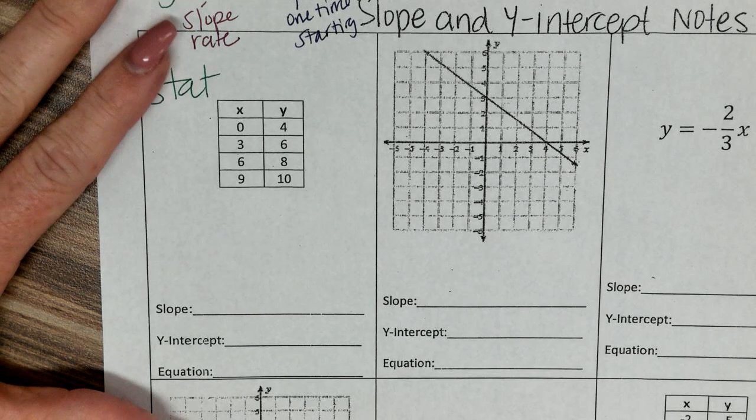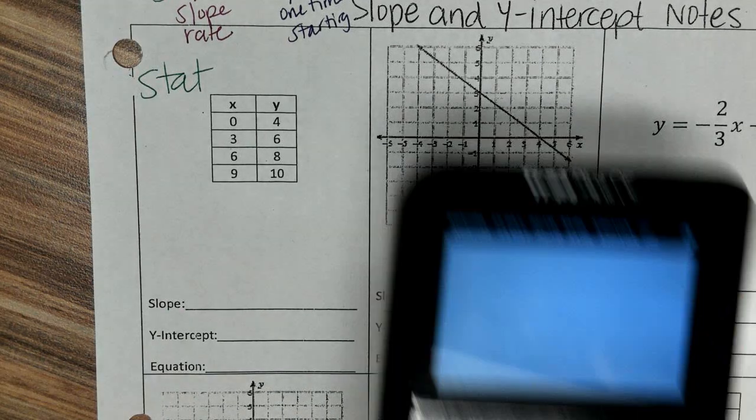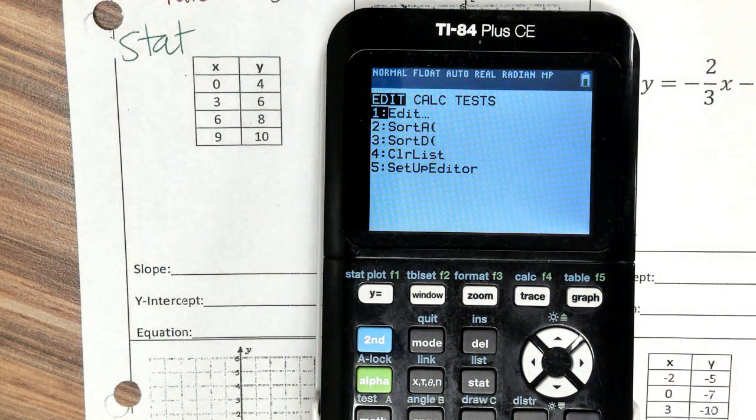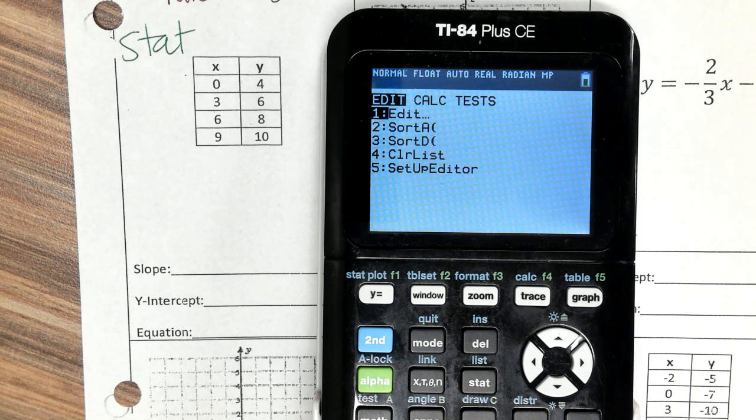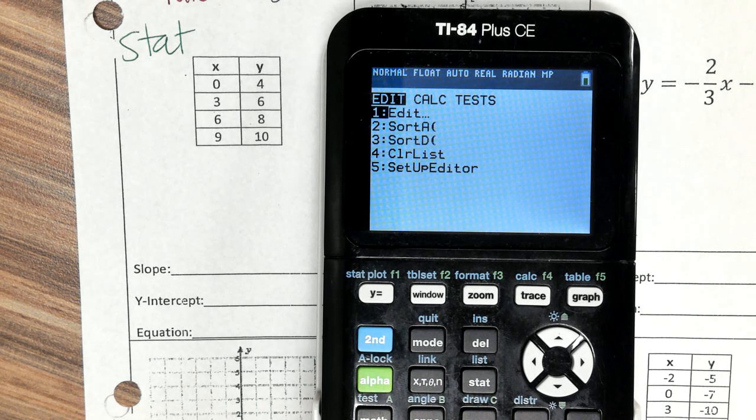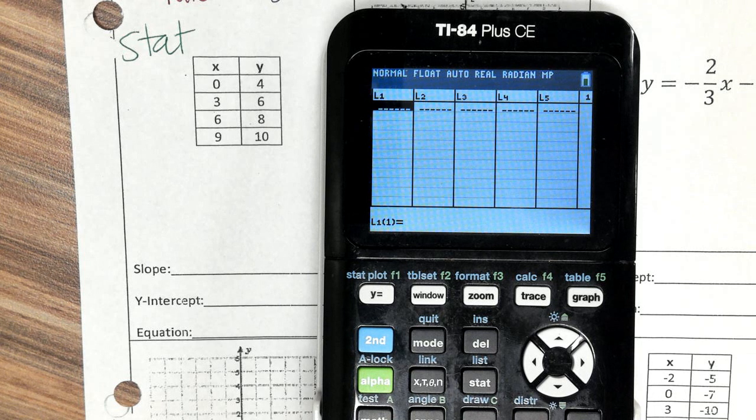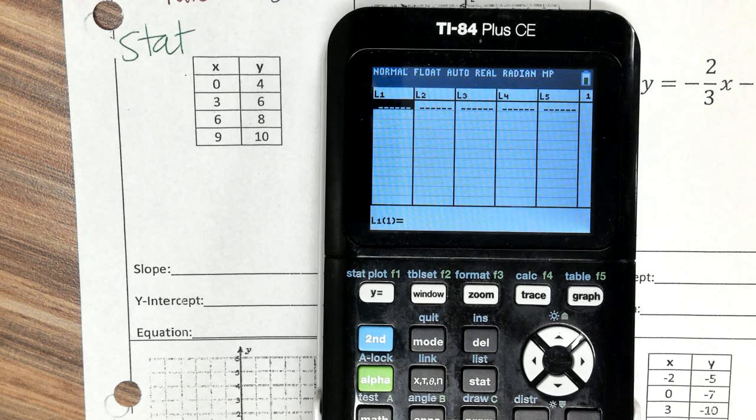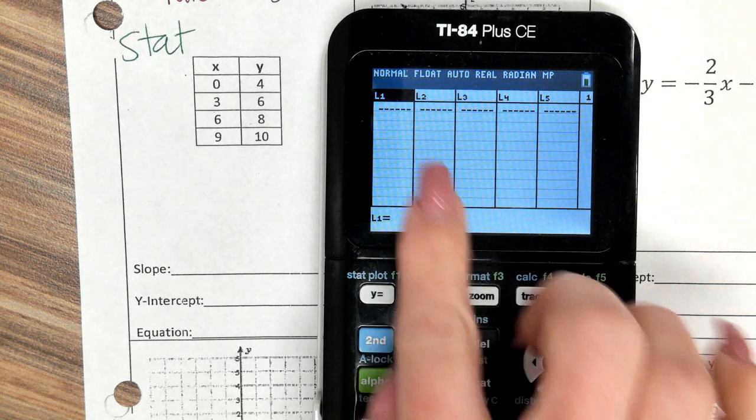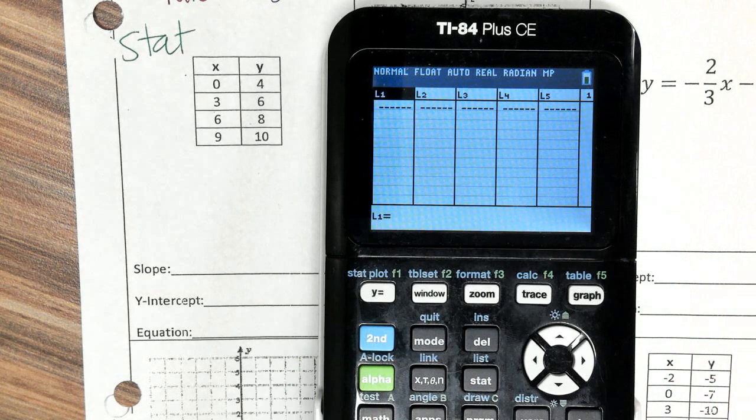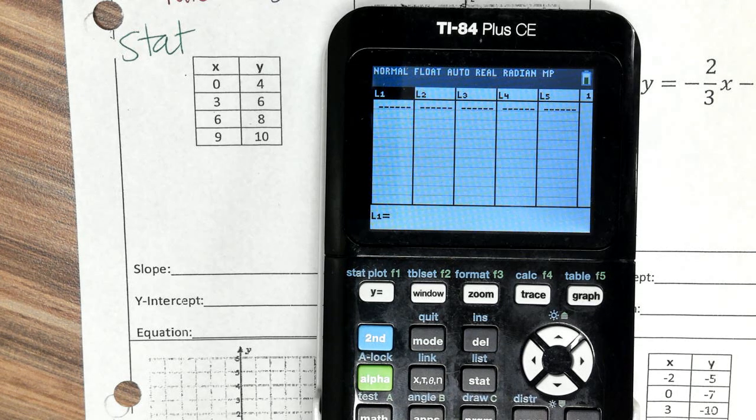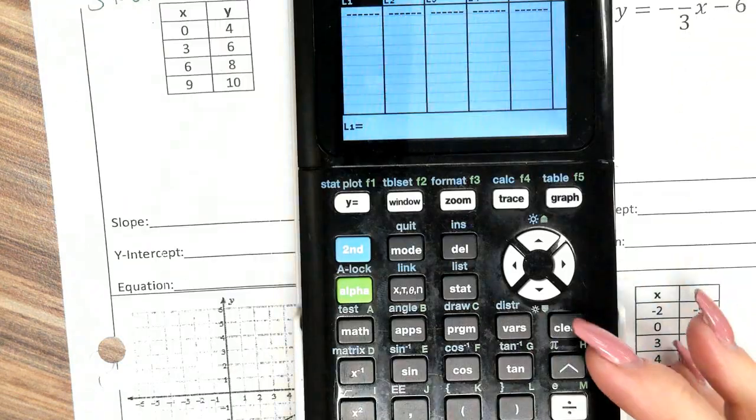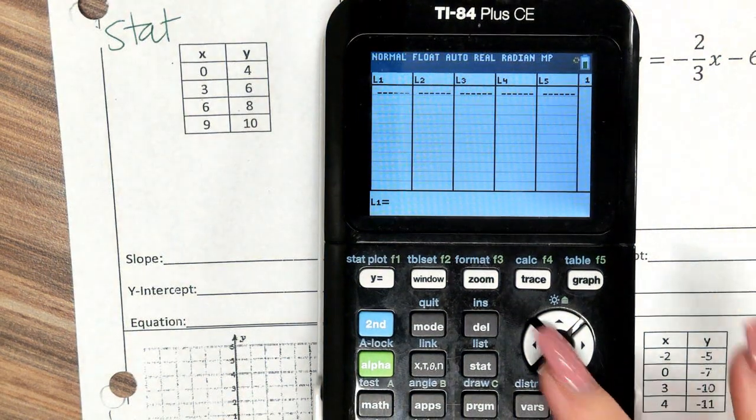All right, let's go over how to use stat. Everybody go to the button that says stat right here. I'm going to wait for everybody to get there. Okay, go to edit. And then you are simply going to type in the numbers. Now remember, if you arrow up and hit delete, it will delete the entire list and your whole stat button will be messed up. So don't do that. If you need to clear it out, go up and hit clear, and that will not delete the list.